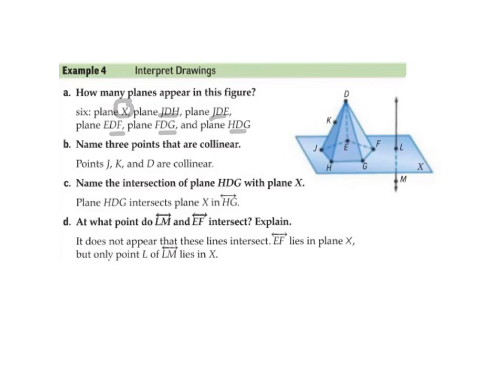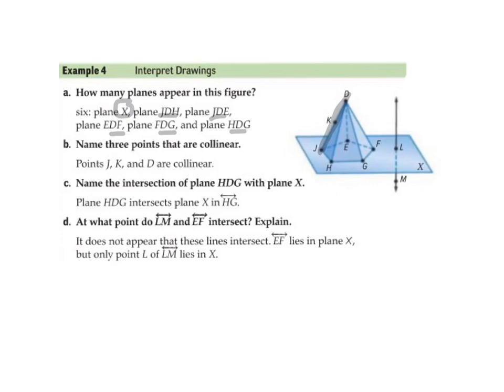So there are 6 planes on that diagram. Okay, points that are collinear. Well, okay, points J and K and D. Okay, so they're all collinear. That's this line here. What else could you have done? You could have had F and G. You could have had M and L. They're all collinear. All right.